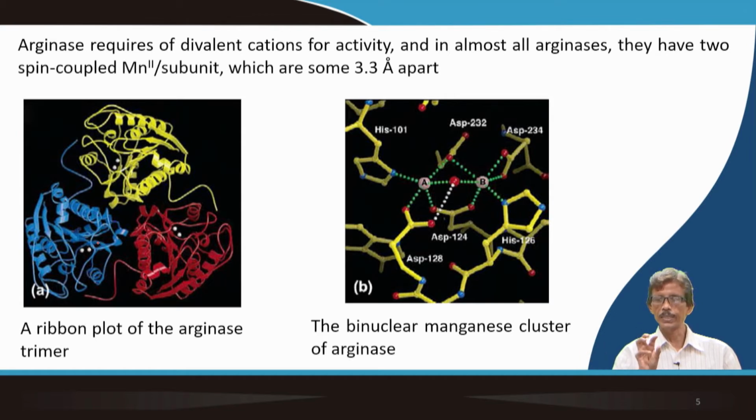But what is there for the bridging? The big red sphere can be a water molecule or can be a hydroxide ion, bridging the two manganese 2 centers. So, your water as well as the hydroxide group can be a very good nucleophile for the cutting of the molecule, for the hydrolysis reaction of L-arginine.